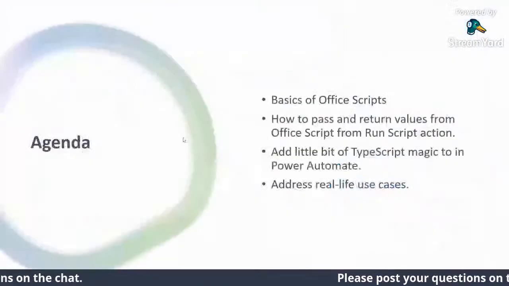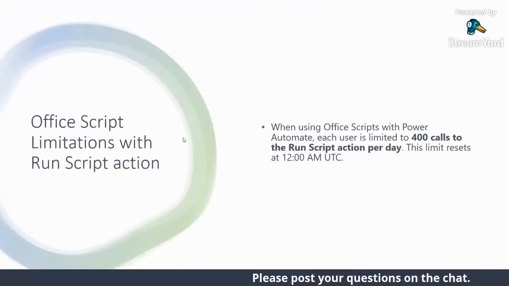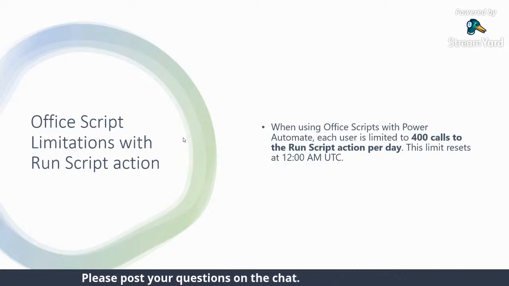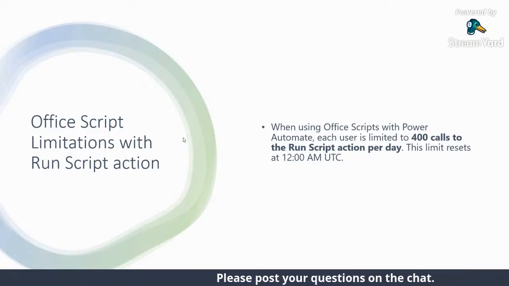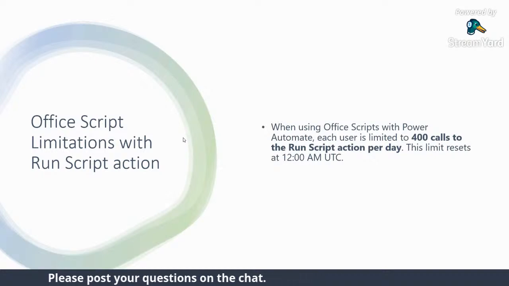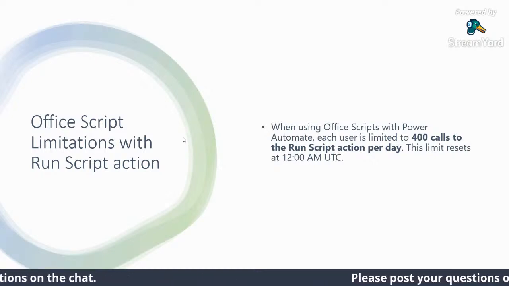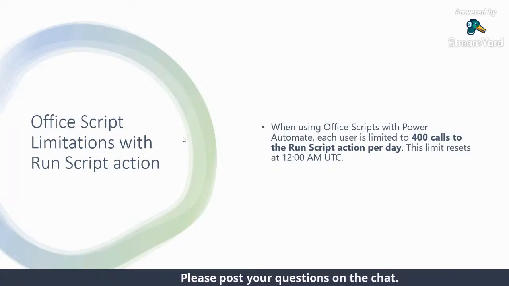So, sorry. This slide, remember, there is a limitation on the calls, right? You have 400 calls for the run script action per day from Power Automate, and it always resets at 12 a.m. UTC. So if you can do stuff in Power Automate, stick to it. For the stuff that you cannot do, or if it's very complex, go ahead and use the run script action. I hope that they remove this limit in the future, but as of now, just stick to it.